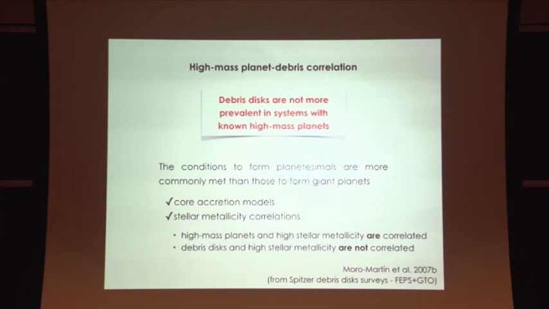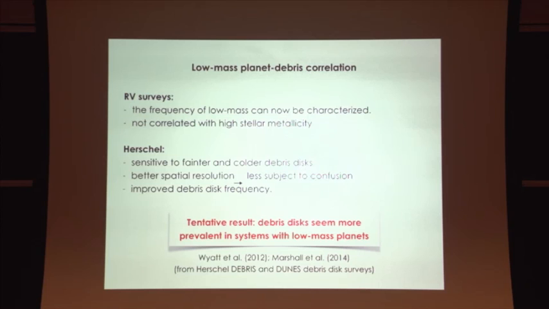So we found from Spitzer that high mass planets are not correlated with the presence of debris disks, but at the time we were only looking at high mass planets, because those were the only ones that were known. These were planets more massive than about 30 Earth masses or so. But at the time of Herschel, there is a lot more information from the radial velocity surveys. We have this new population of low mass planets that are fairly common, and the incidence rate can be characterized now.